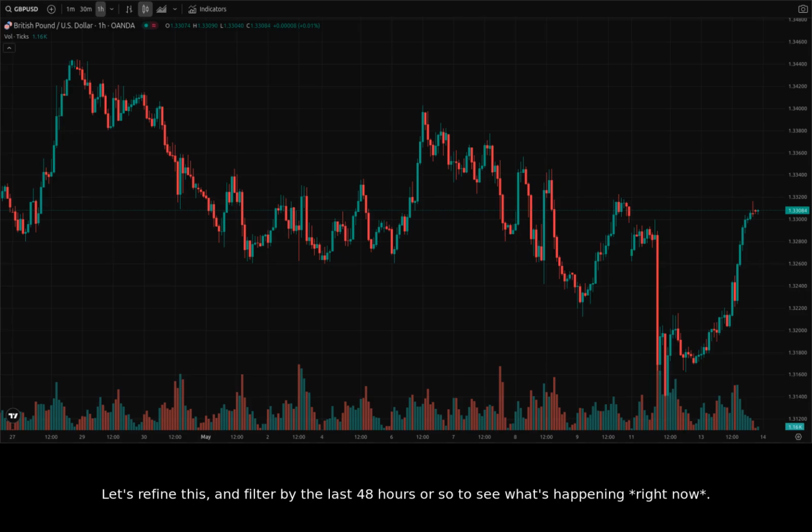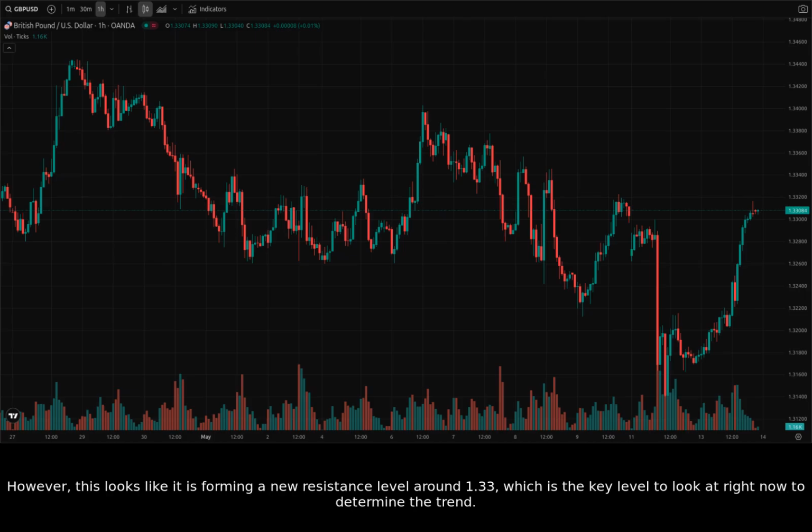Let's refine this and filter by the last 48 hours or so to see what's happening right now. We can now zoom in on this chart, as it is only showing the last 2 days or so. Here you can see a descending pattern which just recently jumped higher to where the price currently is. However, this looks like it is forming a new resistance level around 1.33, which is the key level to look at right now to determine the trend.